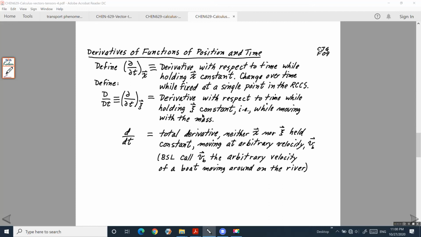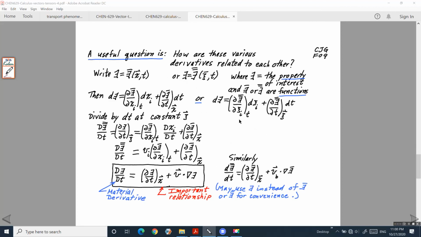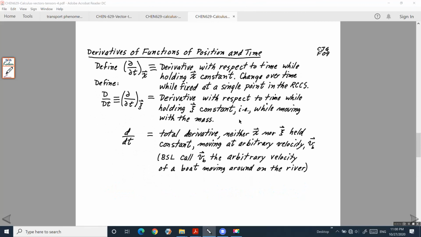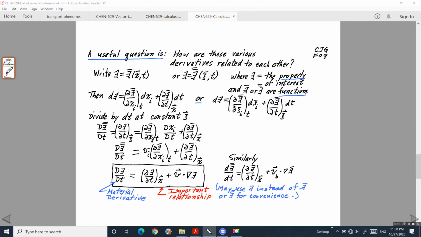This time you are moving with the flow, and you don't just stay in place. This time the d over dt is the total derivative, where neither of them is held constant. Both of them are moving, like when you have a motorboat and just go around the river. At any time you can observe the concentration. So these are the three different definitions again. A useful question is how these various derivatives are related to each other.